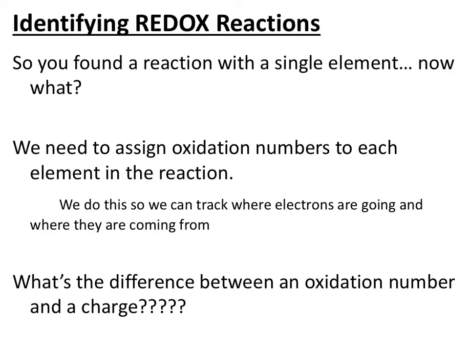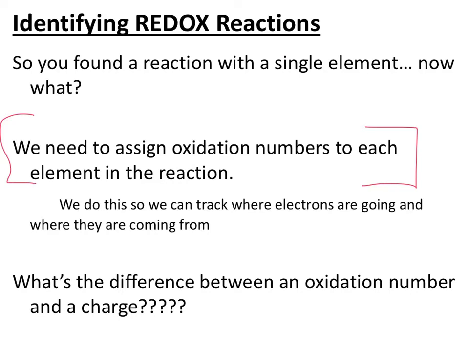So here we go, identifying redox reactions. You found a reaction, you saw it had a single element, you said, okay, I think that's going to be a redox reaction, now what? So remember, with redox reactions, it's actually a transfer of electrons. There's going to be a net change in oxidation state of a particular element from the reactant side to the product side. So the only way to do that and figure out what's what is we need to assign oxidation numbers to each element in the reaction.